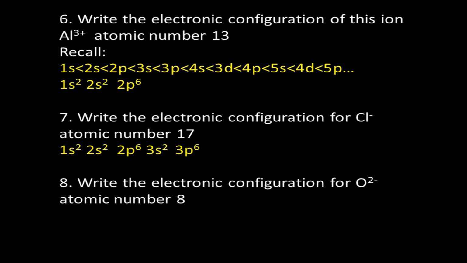Number 8, write the electronic configuration for oxygen ion. Atomic number of oxygen is 8, and this oxygen has gained 2 electrons added to the 8 that it has. So we are filling in 10 for oxygen ion. So let's fill. 1s2, 2s2, 2p6, making 10. 2 plus 2 is 4 plus 6, that is 10.